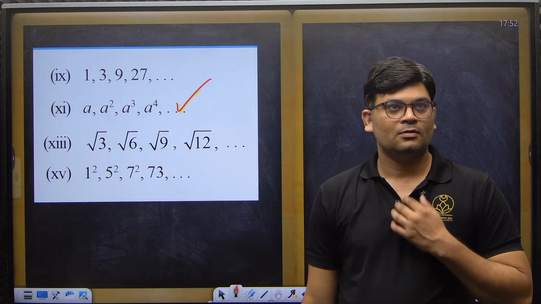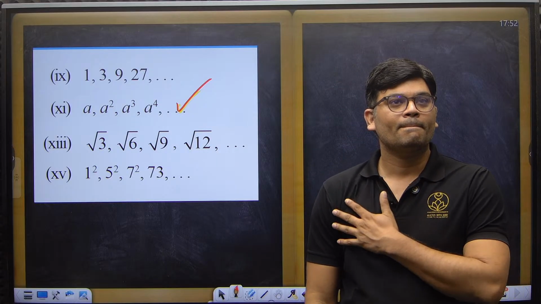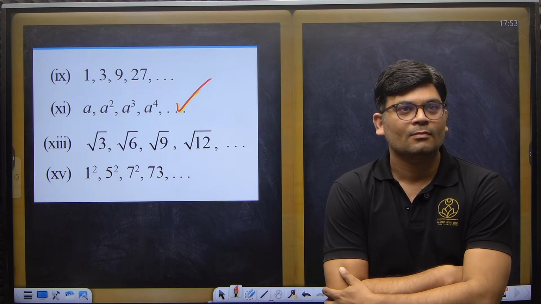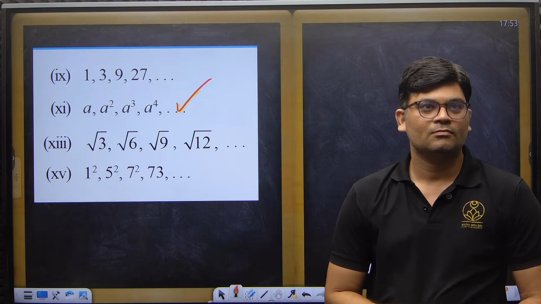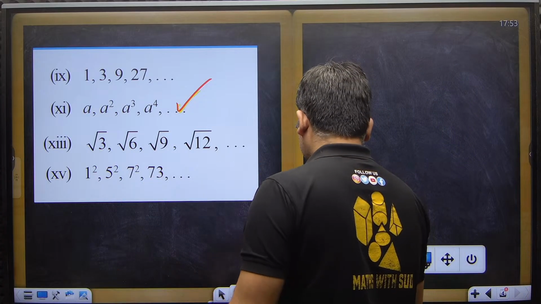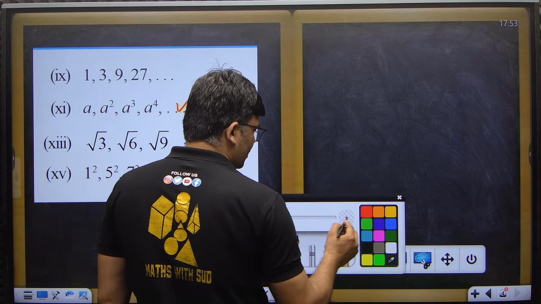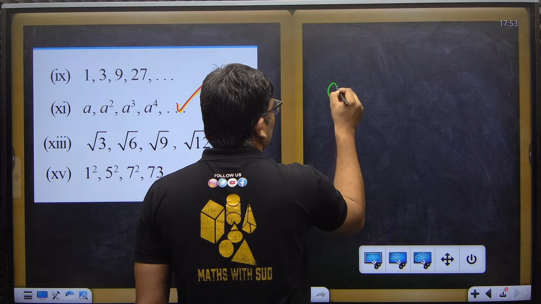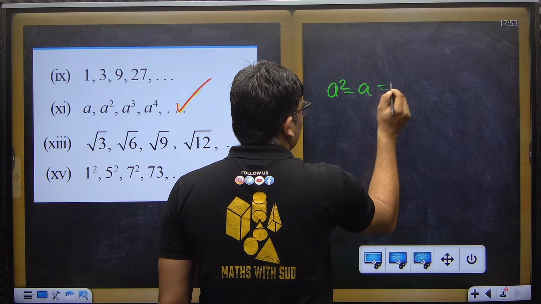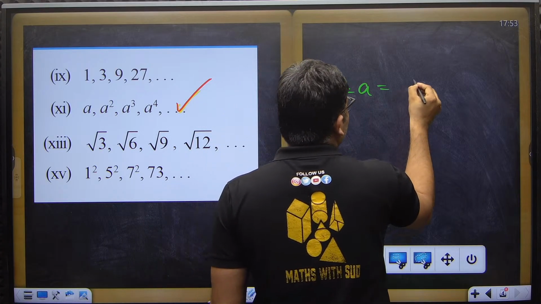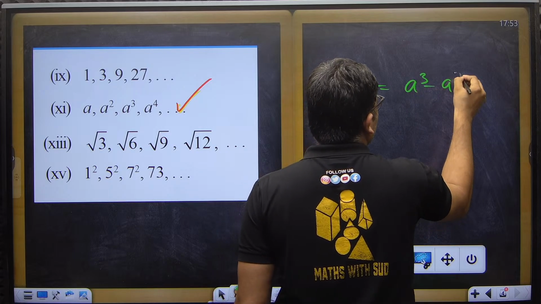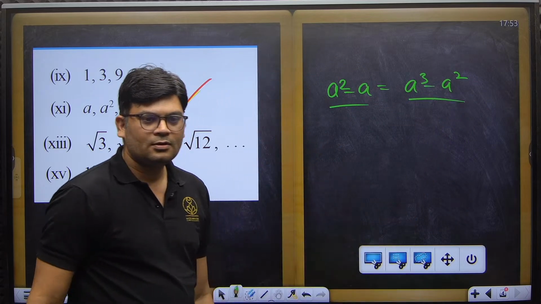Sir, your voice is... It's raining here. Sir, we will take A common from them: A square minus A, A common comes out, so A times (A minus 1). Okay, let me check. Whatever you are saying with your own logic, I am doing the same thing. Can you tell me, is A square minus A equal to A cube minus A square? Are they equal?